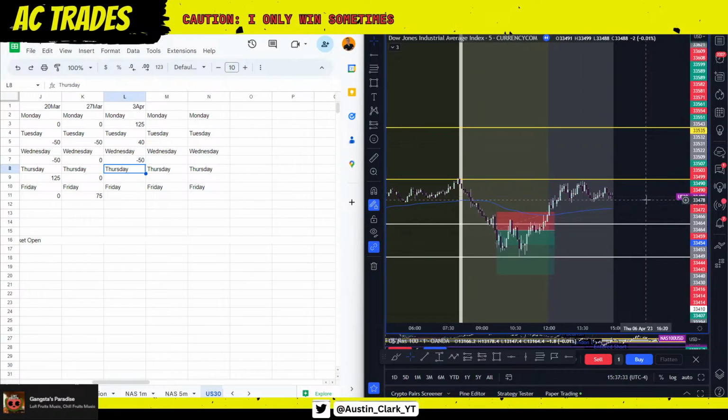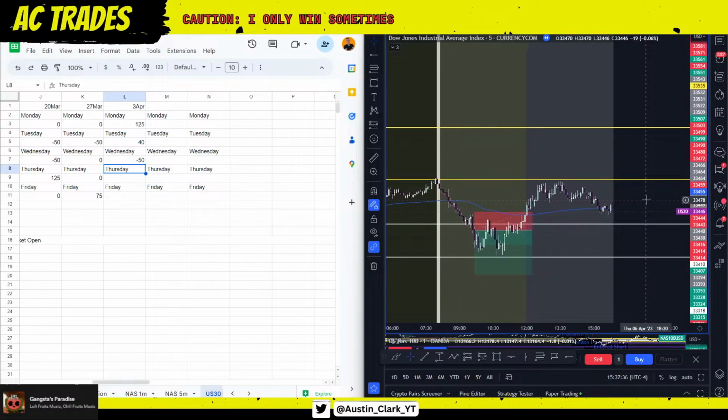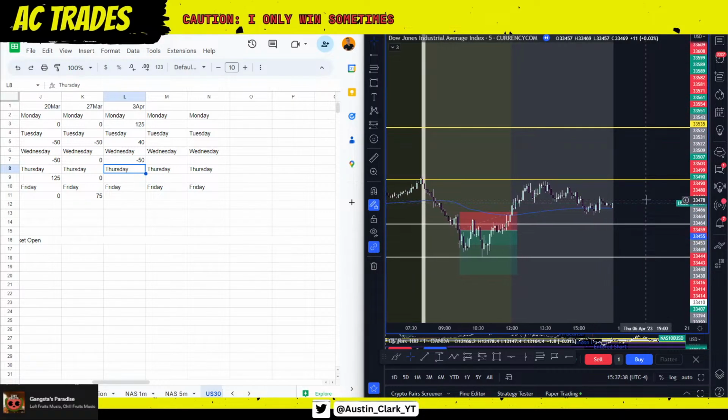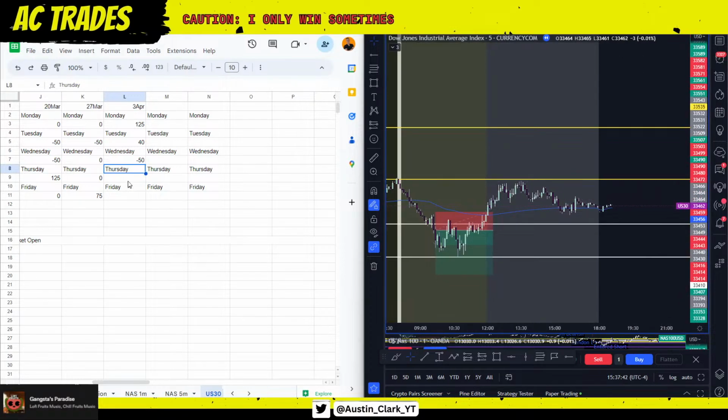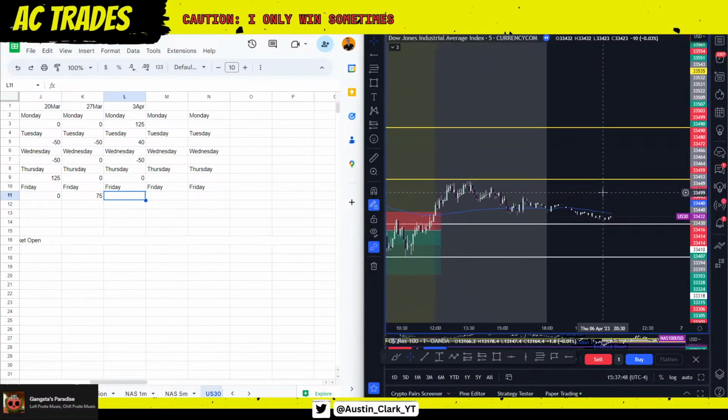It's respecting that resistance area pretty well. Yeah, now it's just trading sideways, so this will be a 0 day. Let's go into Friday.